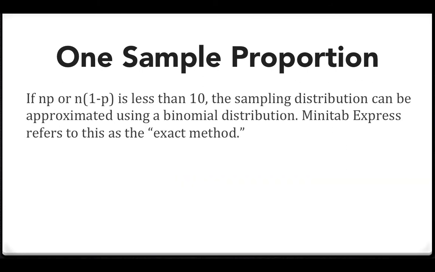If n times p or n times 1 minus p is less than 10, the sampling distribution can be approximated using a binomial distribution. You were introduced to binomial distributions last week. Minitab Express refers to this as the exact method. We won't be doing the exact method by hand in this course, but you will see how you can use Minitab Express to conduct this type of test.